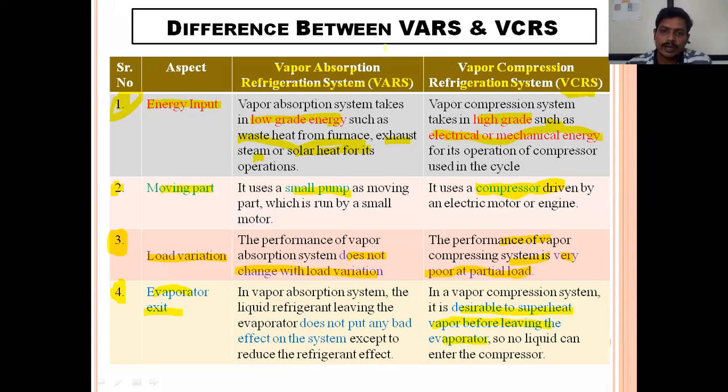But in case of vapor absorption refrigeration system, though you are getting the outlet of the evaporator as a liquid plus vapor mixture, then also it will not have any bad effect on the system, except reduction of the refrigerating effect.